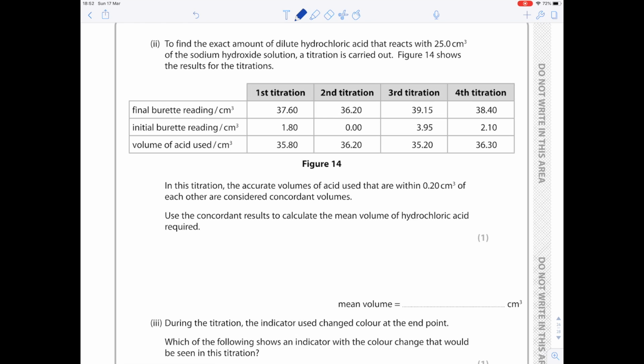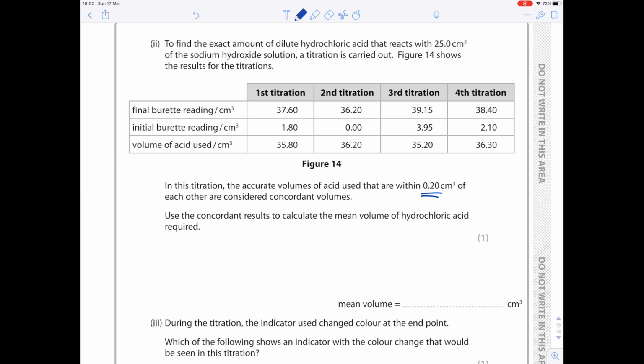To find the exact amount of dilute hydrochloric acid that reacts with 25 centimeters cubed of a sodium hydroxide solution, a titration is carried out, and figure 14 shows the results for the titrations. In this titration, the accurate volumes of acid used are within 0.20 centimeters cubed of each other and are considered concordant volumes. Use the concordant results to calculate the mean volume of hydrochloric acid required.